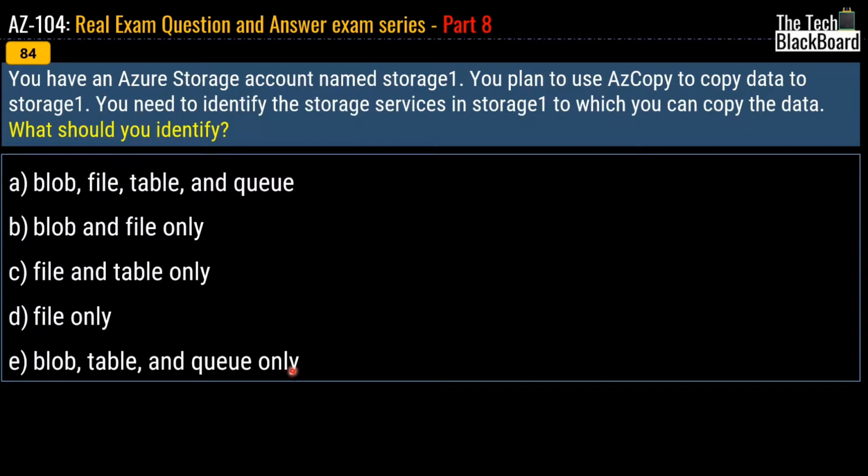And the correct answer for this question is option B, blob and file only. And this is because AZ copy does not support table or queue storage, and that's why the options which have table or queue in them are ruled out. So all these options A, C, E are ruled out. And then we have D, which has only file, but we need to choose all the services that are supported. That's why the correct answer is blob and file only.